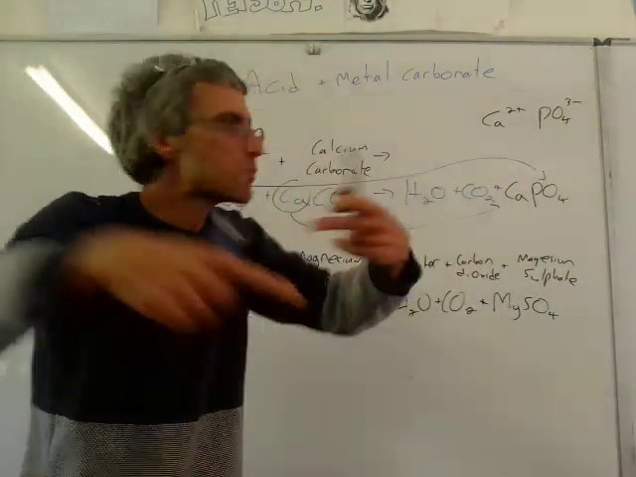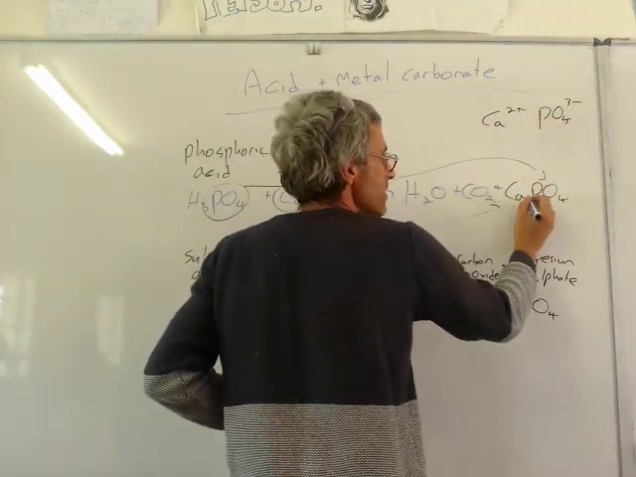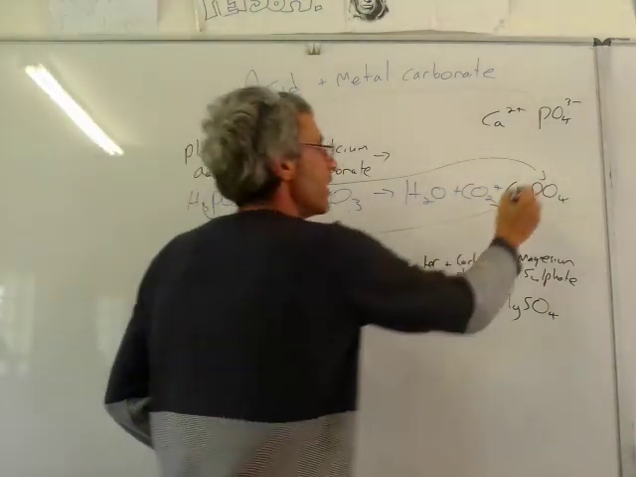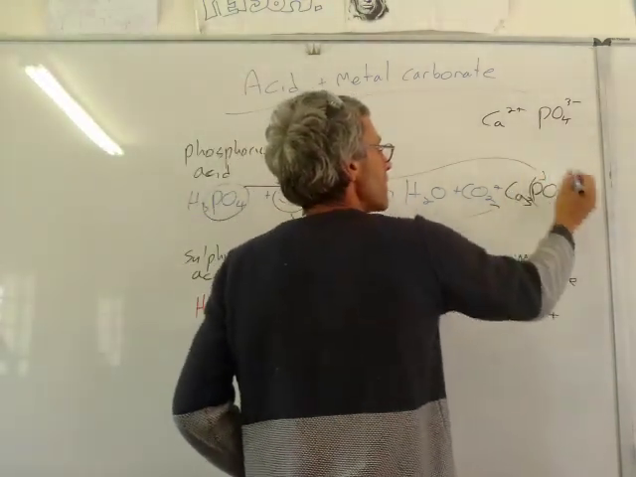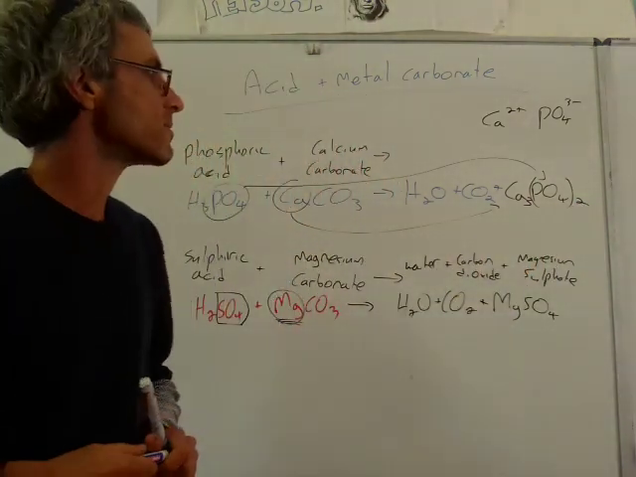So we're doing the cross method. We're pulling the 3 from the PO4. We're putting it next to the Ca. We need 3 atoms of calcium. And then we're pulling the 2 from the calcium. We put it on the PO4, remembering to put brackets.